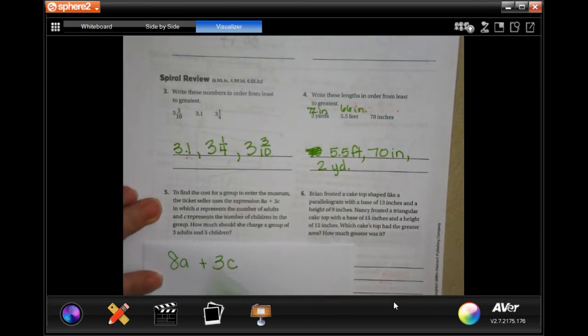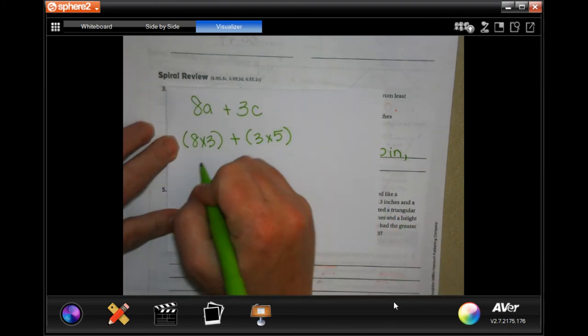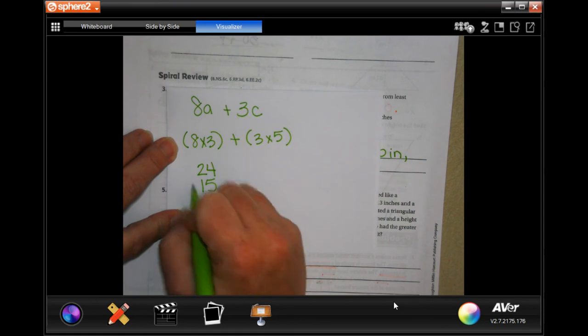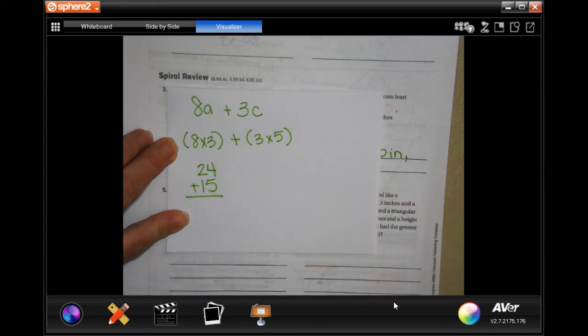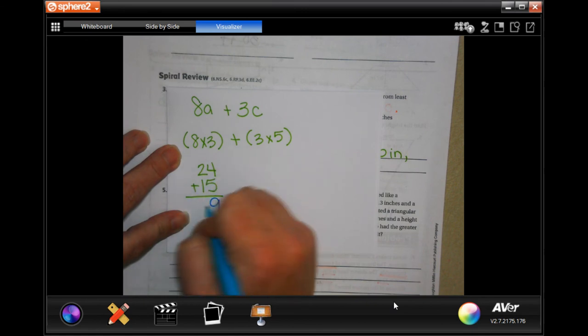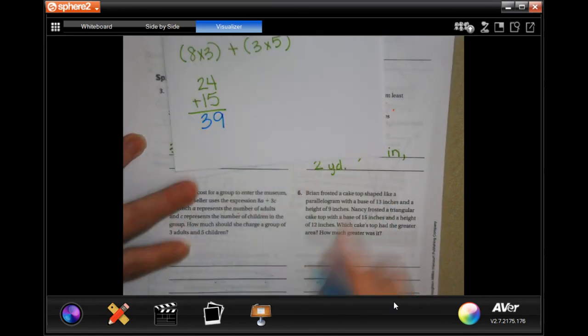So 3 adults, so it's going to be 8 times 3, because there's 3 adults, plus 3 times 5 children. So 8 times 3, 24. 3 times 5, 15. Go ahead and add those up. 4 plus 5 is 9, and 1 plus 2 is 3. So $39.